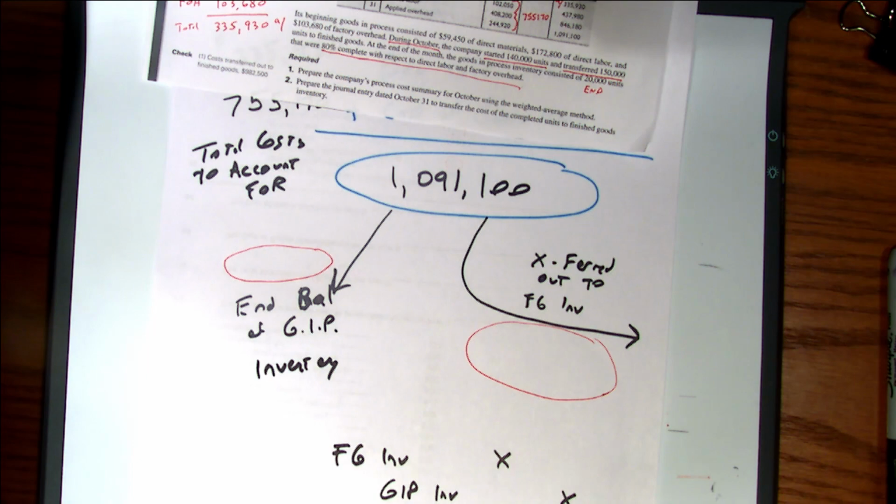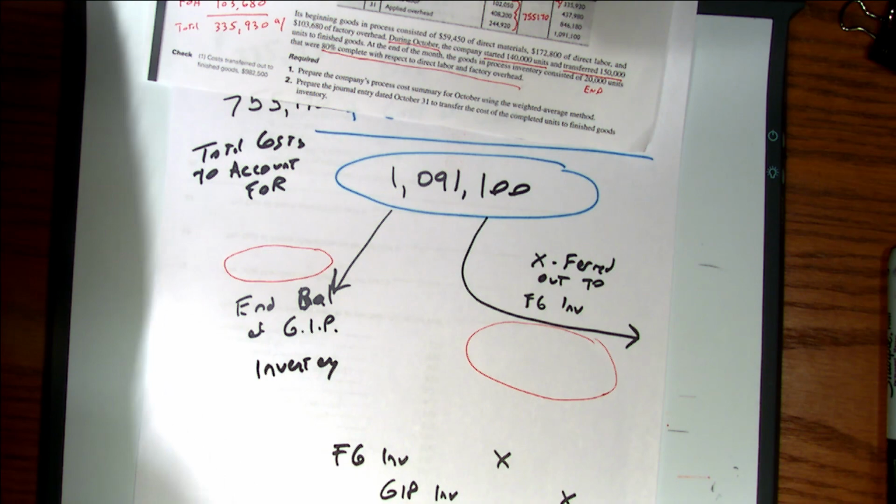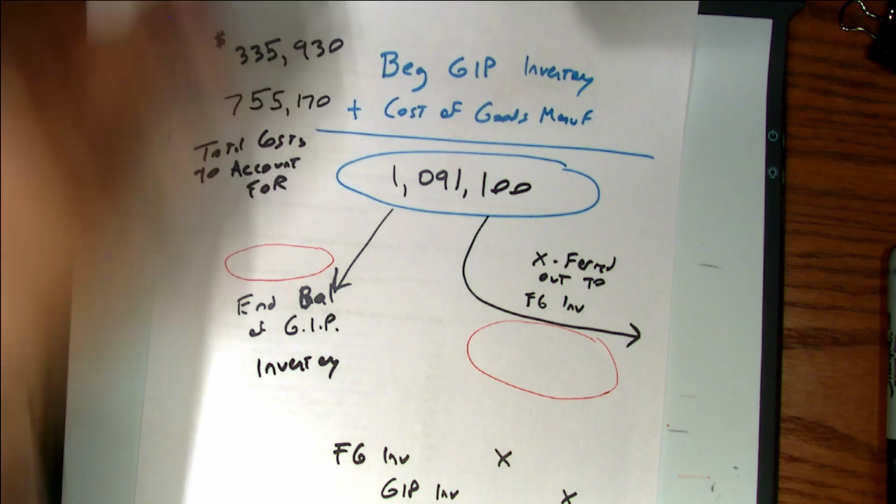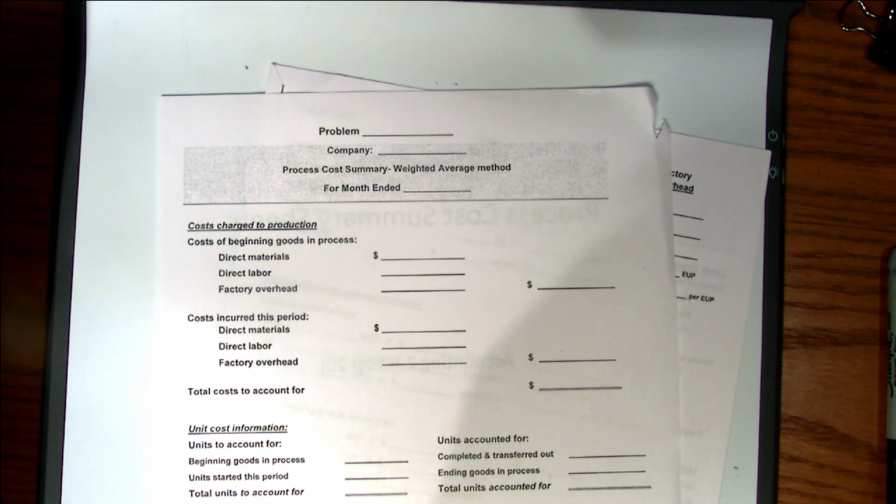And I know this might be a little bit fuzzy, but you guys have the blessing of, if this is a little fuzzy, what can you do? You can rewatch this video. Okay? Rewatch this video. Okay, so now what we are going to do is get out our process cost summary weighted average sheet, okay? Now, let's start going through this together.